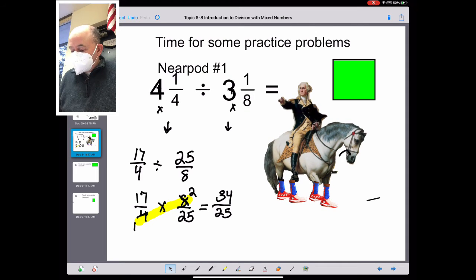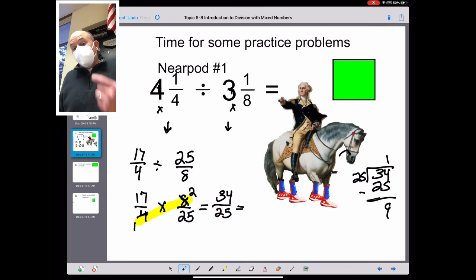Okay, so what you're saying is now we have to take 34 and divide it by 25, which will be 1 time. That's 25. And if we subtract, we then will have 9 left over. So our answer is going to be 1 and 9 25ths.